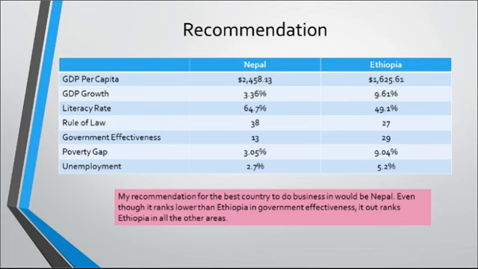They have a higher GDP per capita and higher literacy rate. This means there are more educated people in Nepal. Even though Ethiopia has a higher GDP growth rate, it would be better and safer to invest in Nepal.